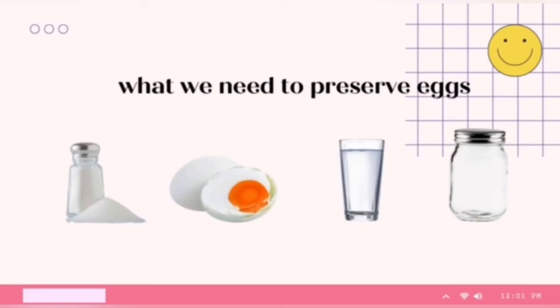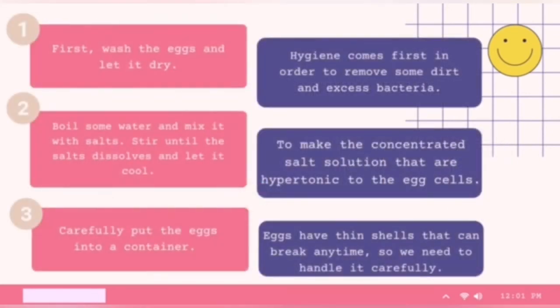So this is the ingredients that we need to preserve eggs. We need some salt, eggs, water, and a container. Keep in mind that we also need a stove to boil the water to dissolve the salt. First, wash the eggs and let them dry. So this step is important since hygiene comes first, in order to remove some dirt and excess bacteria.